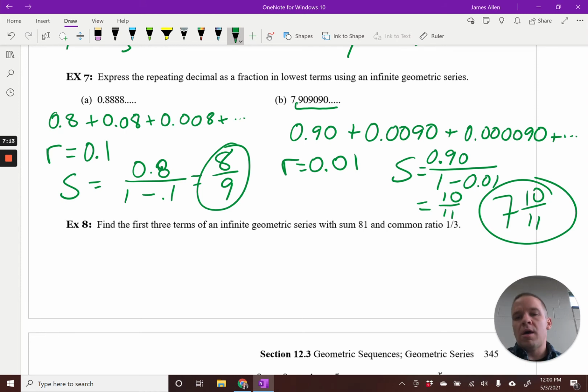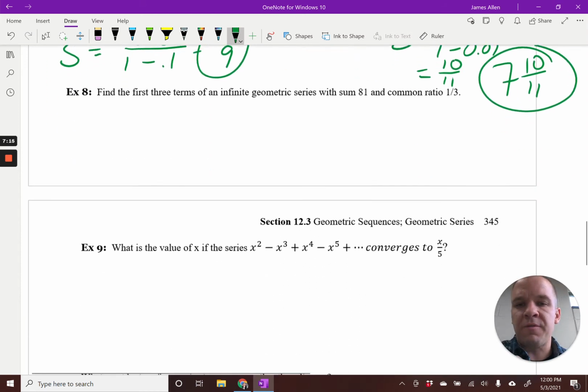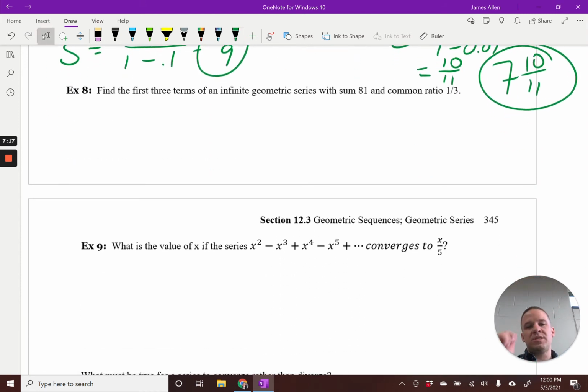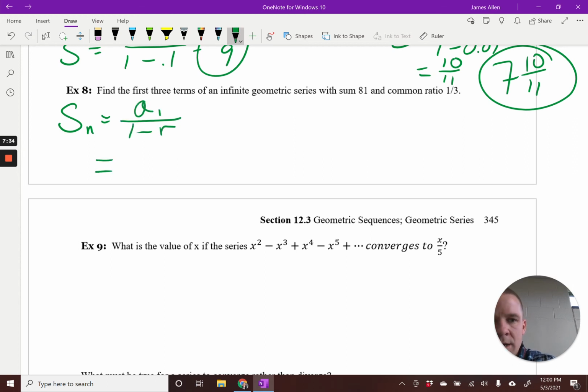Okay. Find the first 3 terms of an infinite geometric series with the sum of 81 and a common ratio of 1/3. Find the first 3 terms. Okay, there's a sum of 81. Oh, this is probably where that formula would actually come in handy. So the sum is equal to that first term over 1 minus the common ratio, right? So I know my sum is 81. The common ratio is 1/3. So I could solve for my first term then.